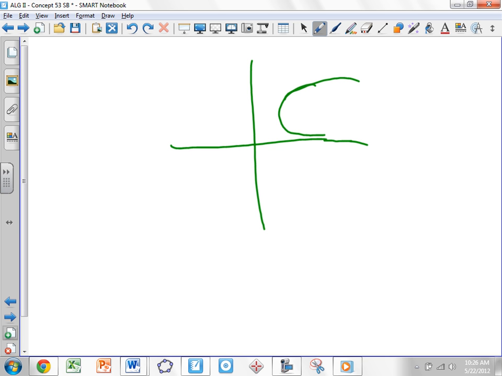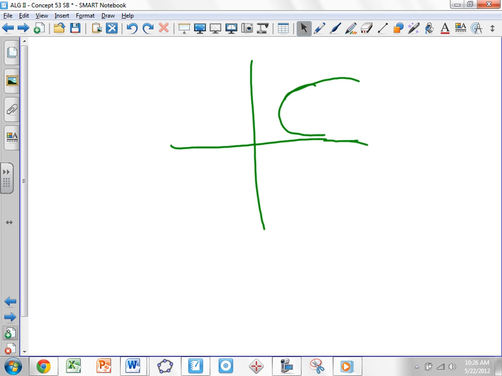Okay. So that bottom loop of that C value, and again, this would not be a function. It doesn't pass the vertical line test. But the bottom part of that gets closer and closer to the x-axis. So the x-axis would be like an asymptote. Okay, a horizontal asymptote. Thank you, sir.